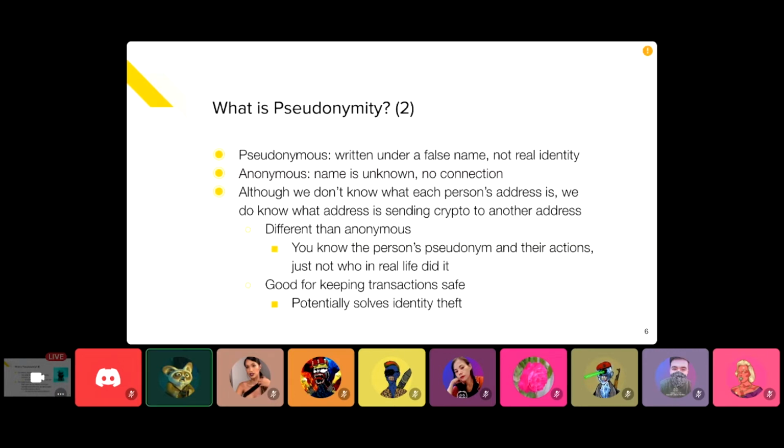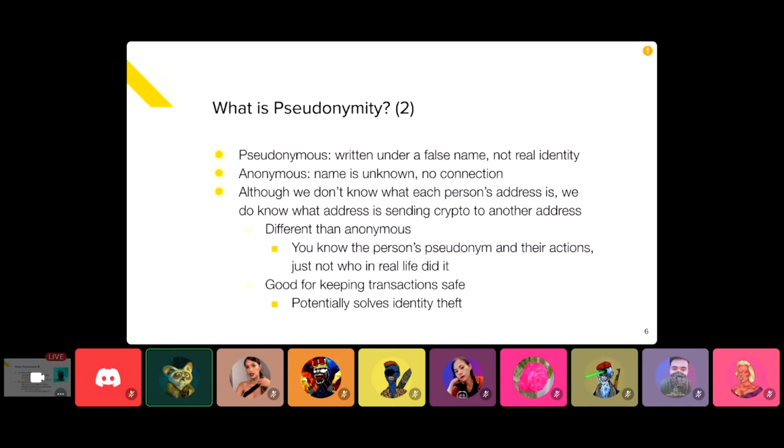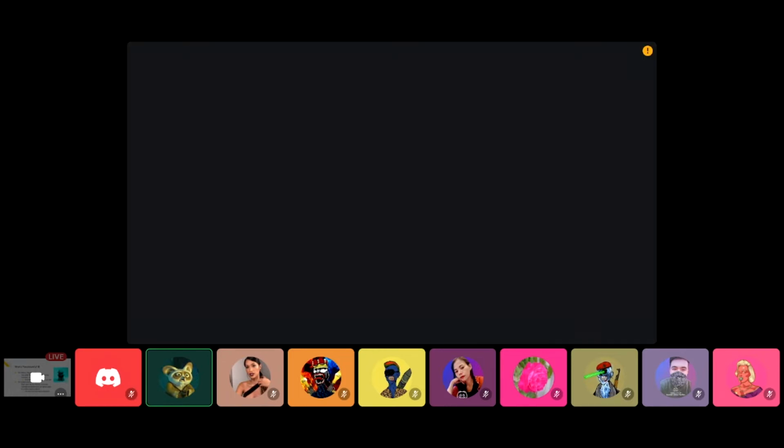So continuing on to pseudonymity. Pseudonymous means written under a false name, so it's not a real identity. And I think I covered this on the previous slide: anonymous means that the name is unknown and there's no connection. So you can know that the person has a pseudonym and what they did with that pseudonym, whether they made a transaction, sent someone crypto, or bought something with that crypto. But you cannot know in real life who really did it unless that person discloses it on their own.